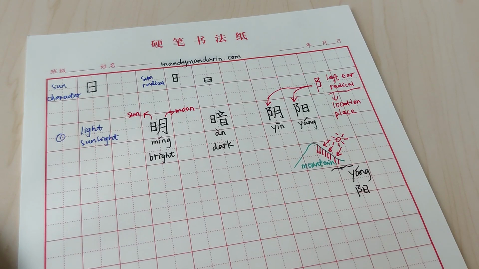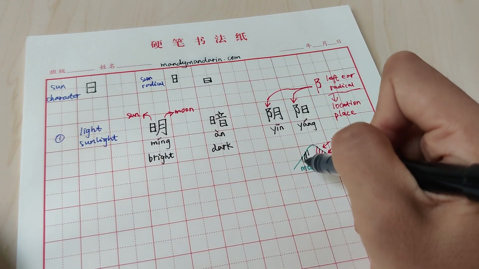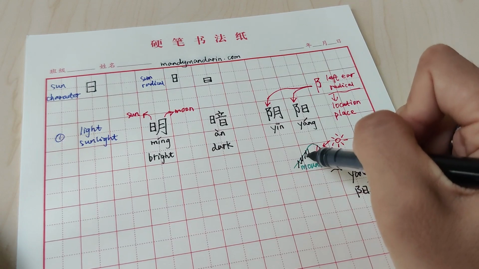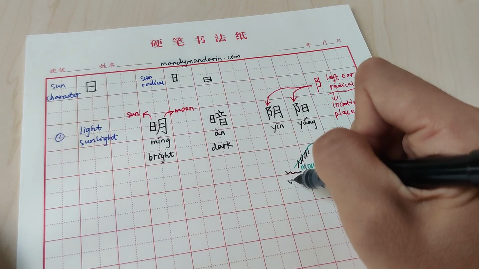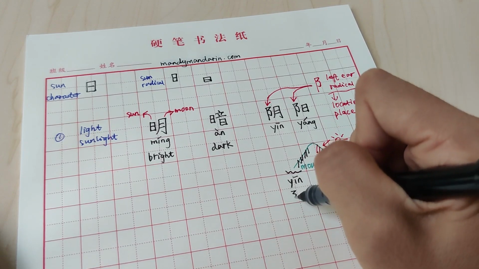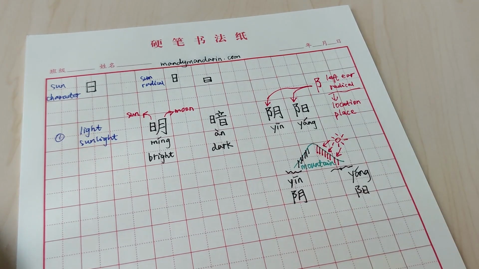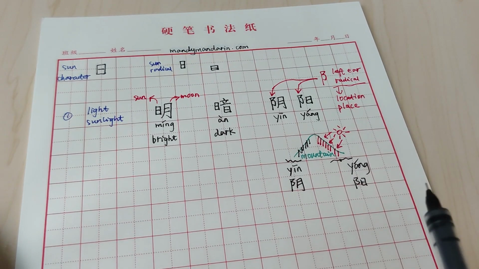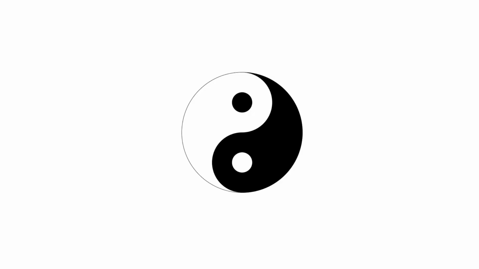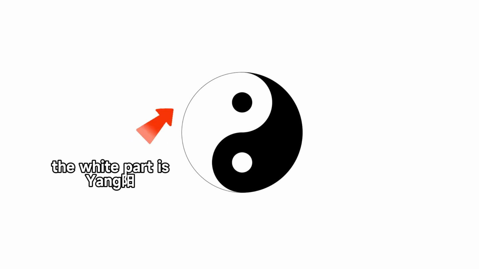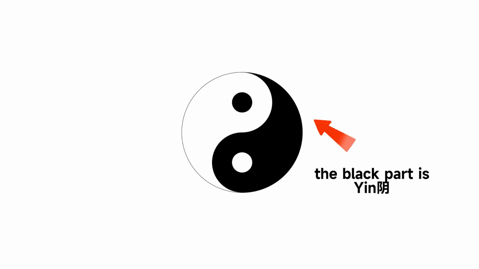But what about this side? Like this side, there's not much sunlight. So this part is yin. And yin means overcast or cloudy. Okay, so yep, that's the origin of these two characters, yin and yang. When it comes to this symbol, this part is the yang and this part is the yin.